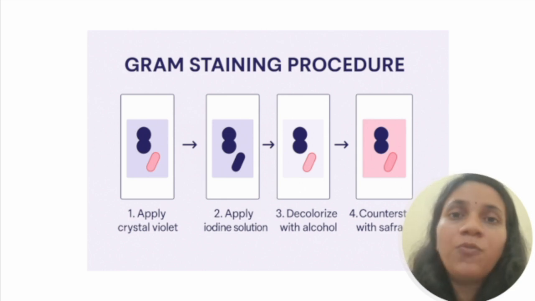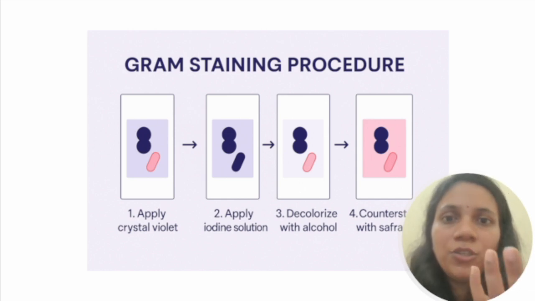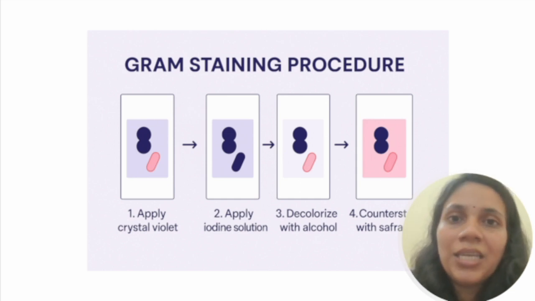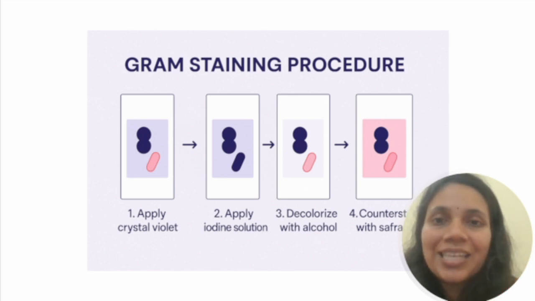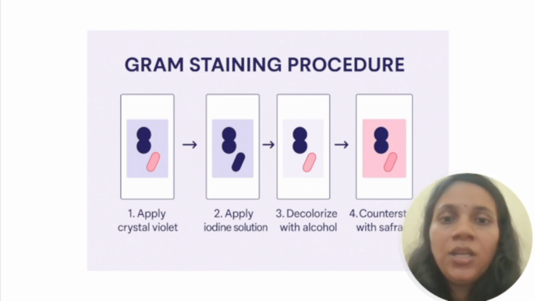Allow it to be there for 1 minute so that the peptidoglycan should take up this crystal violet. Once this is done, we are going to add the Gram's iodine, that's your mordant. But before this, make sure you are washing off that excess of crystal violet very gently. So after that, we have to add the mordant, that is Gram's iodine. Allow it to be there for 1 minute.